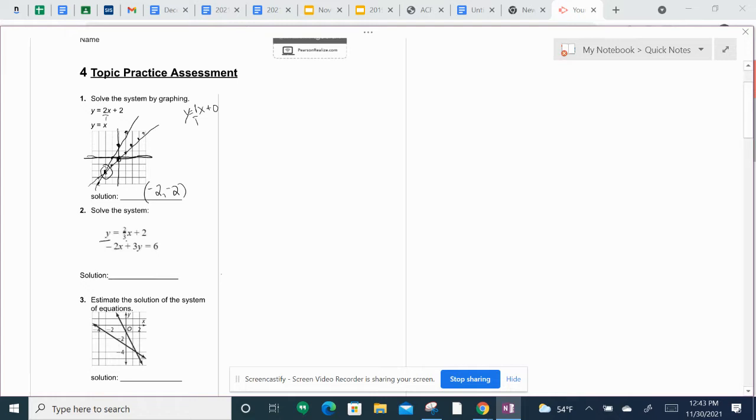Since I know y is the same thing as 2/3 x plus 2, everywhere I see a y, I'm going to replace it. And so I end up with negative 2x plus 3 times (2/3 x plus 2) is equal to 6. My first step will be to distribute and get rid of those parentheses. So 2/3 times 3 becomes 2x, and 3 times 2 becomes 6.